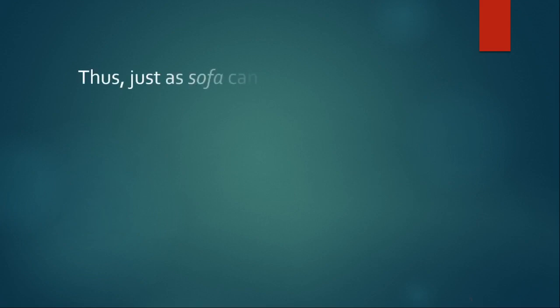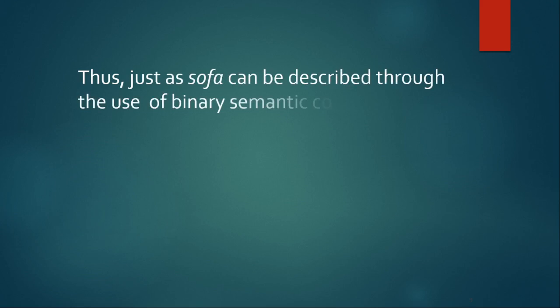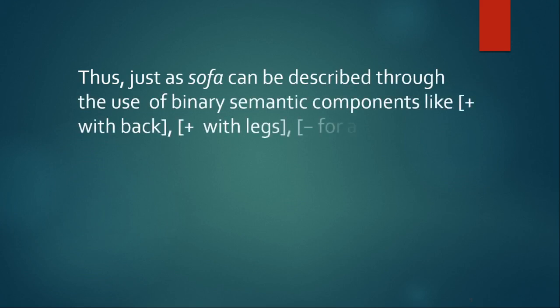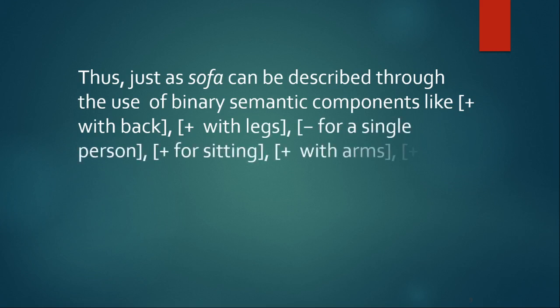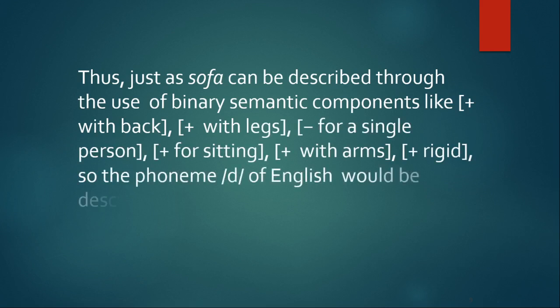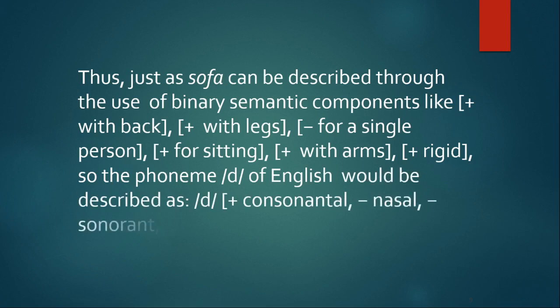Thus, just as sofa can be described through the use of binary semantic components like plus with back, plus with legs, minus for a single person, plus for sitting, plus with arms, plus rigid, so the phoneme D of English would be described as plus consonantal, minus nasal, minus sonorant, plus anterior, and plus voiced.